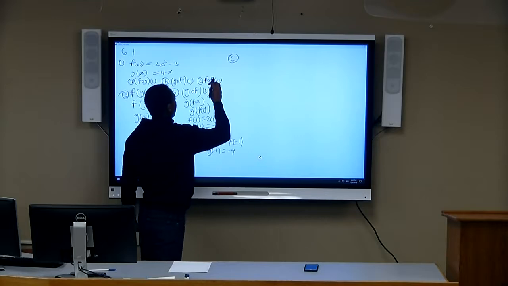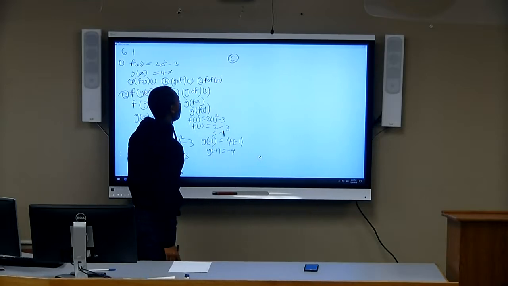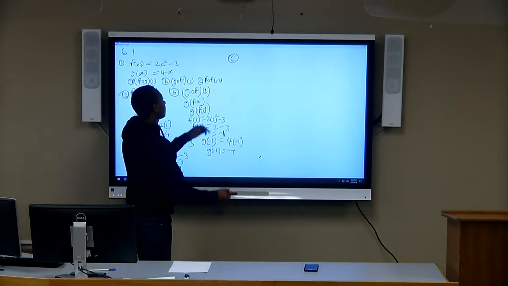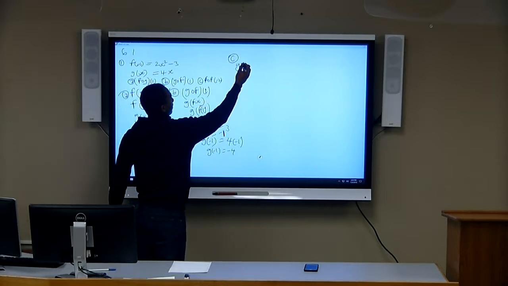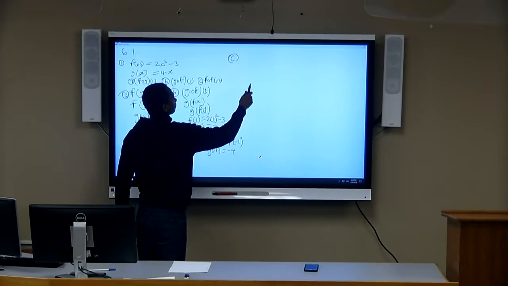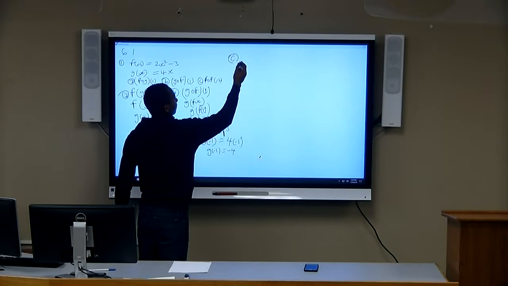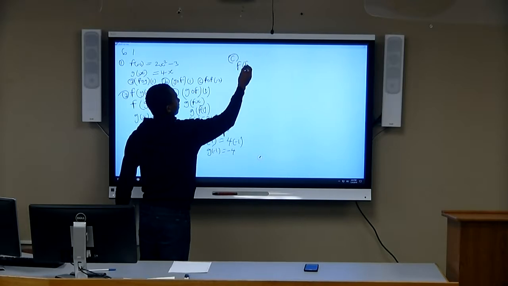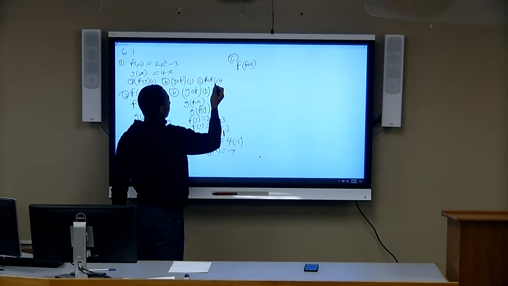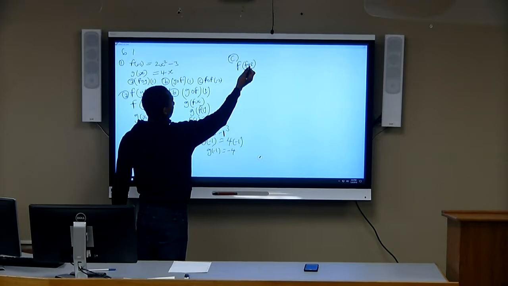C, we find f circles f of negative 2. So it's going to be the same pattern here. f circles f of negative 2 is the same as f circles f of x. And f of x here is going to be f of negative 2 because x is negative 2. So we're going to replace this x by negative 2.